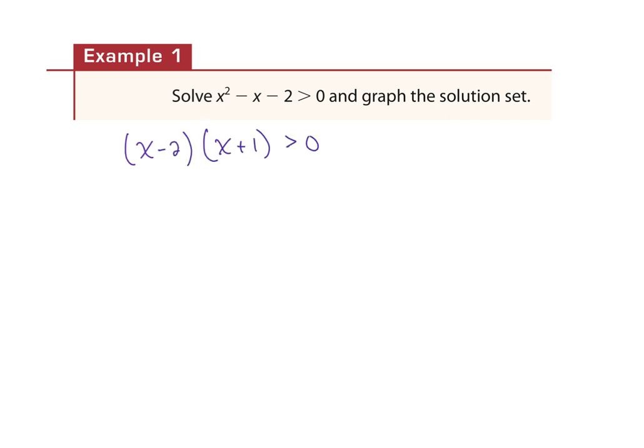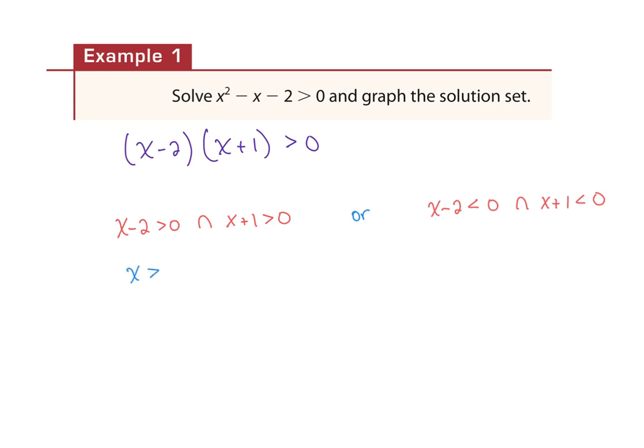All right. So then we have two scenarios that could happen. x minus 2 and x plus 1 could both be greater than 0. That's my first scenario. So I'm going to say x minus 2 is greater than 0, and x plus 1 is greater than 0. That's the first thing I'm going to test. Or we have another scenario. The other scenario is that x minus 2 is less than 0 and x plus 1 is less than 0. So either they're both positive or they're both negative. So let's see what happens when I do this.